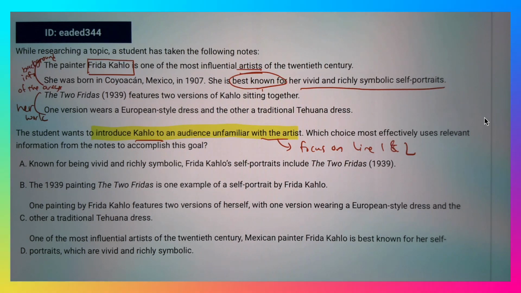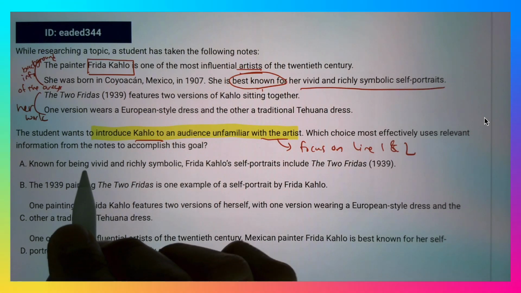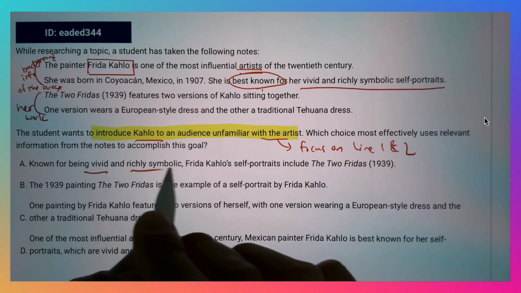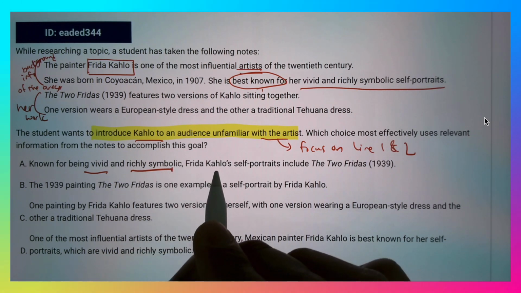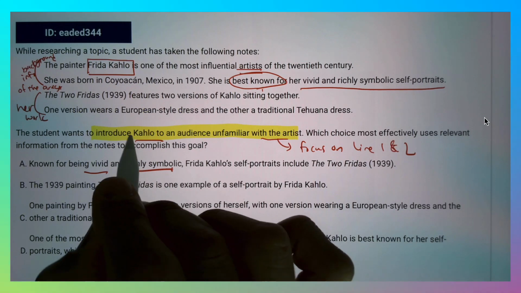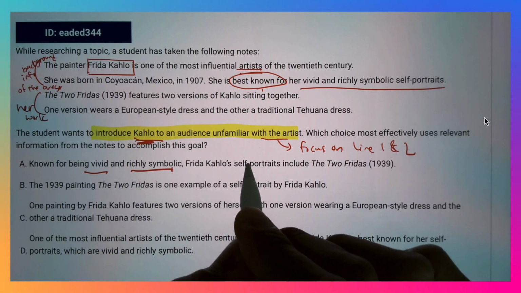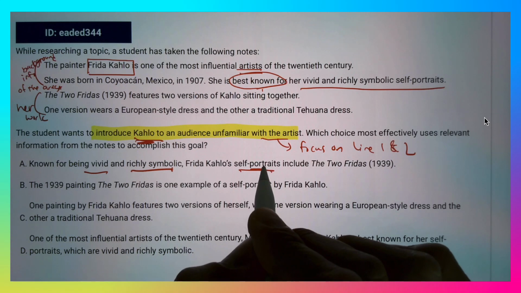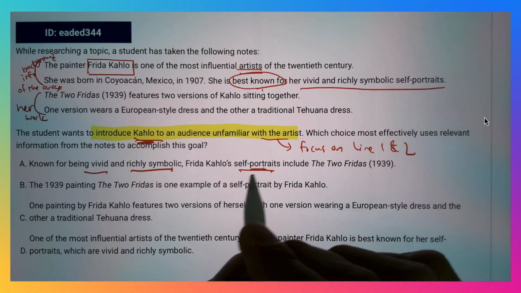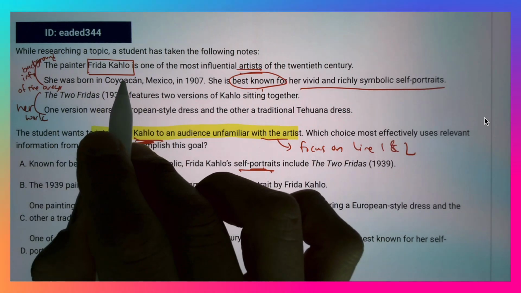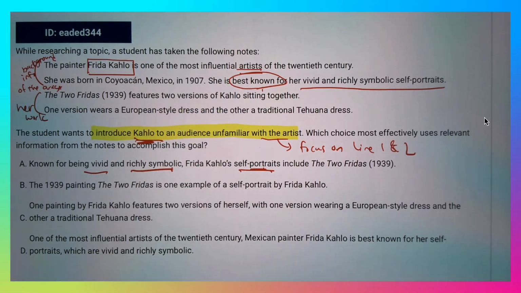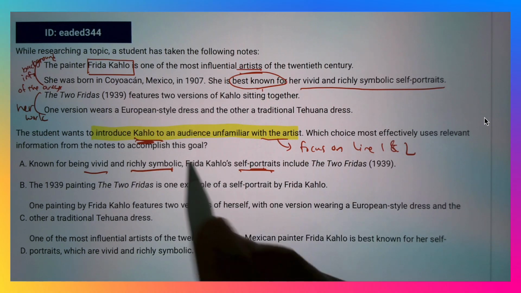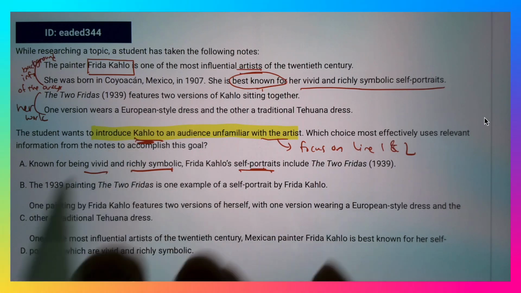Choice A: Known for being vivid and richly symbolic, Frida Kahlo's self-portraits include The Two Fridas. A is very tempting because it does talk about what she's best known for, being vivid and richly symbolic, but still we don't have much information about the person Kahlo. Instead we jump directly into the self-portrait. It would also be nice to say where she was born, like in 1907, so we can adjust her time frame. So A is not the best answer, but we'll keep A for now.